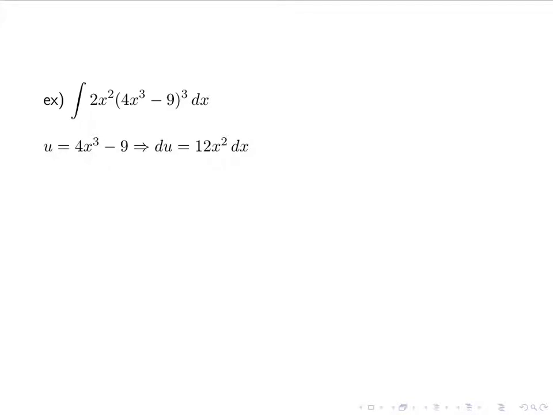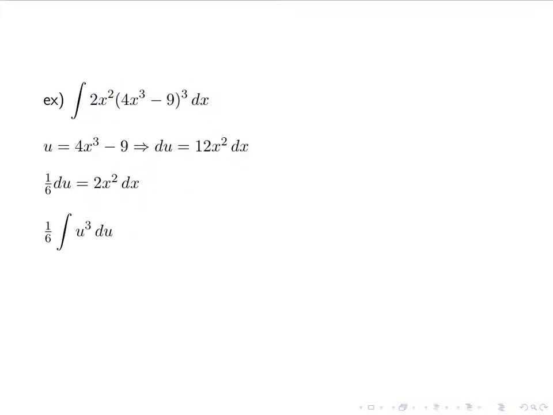So now I'm going to look at the coefficient that I have in my integral and the coefficient that I have in my derivative. I want a 2 and I have a 12. Luckily, 12 happens to be a multiple of 2. So instead of dividing by 12 and getting rid of the entire coefficient, I'm just going to divide by 6 and keep that 2. So 1/6 du equals 2x squared dx. And that is exactly what I want. So that whole thing, what's blocked off in blue, is going to become 1/6 du when I do my substitution.